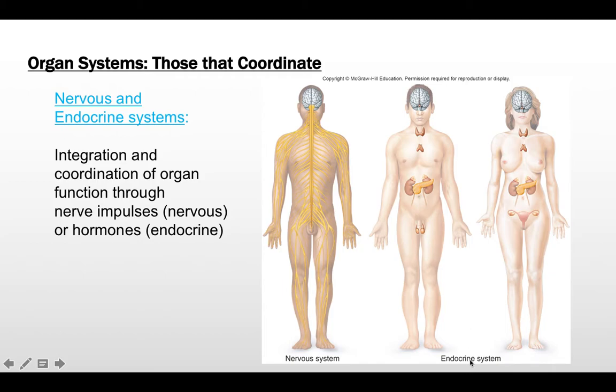The endocrine system, on the other hand, is far less familiar. It still is controlled by your brain, but instead of electrical impulses, it uses tiny chemical messengers called hormones to tell your body what to do. So both are commanding, both are informative systems. It's just how they do it that differs. Is it electrical or is it hormonal?